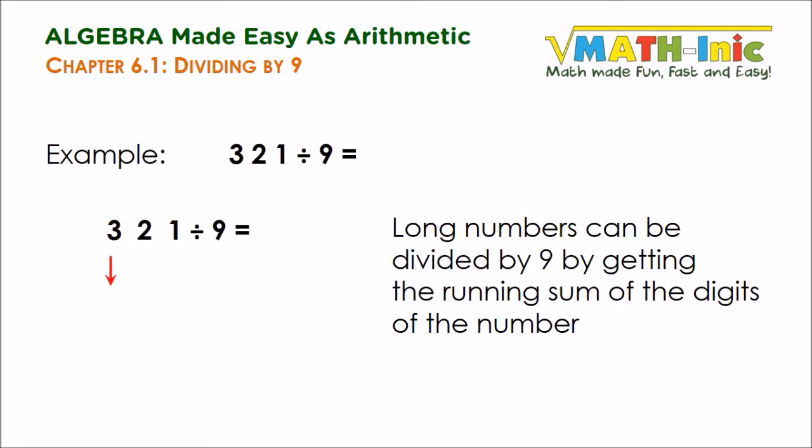First, we bring down the first digit 3, then we add this to the next digit. 3 plus 2 is 5. Then we add this resulting sum, 5, to the last digit. 5 plus 1 is 6. The last sum is the remainder. So 321 divided by 9 is equal to 35 remainder 6.